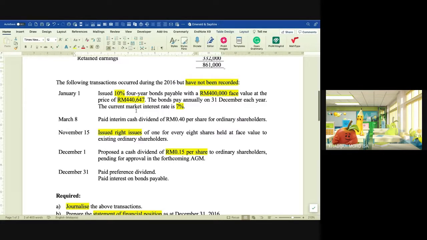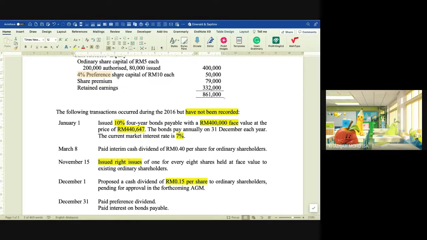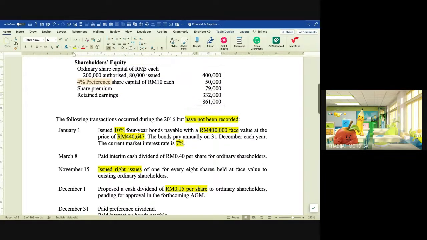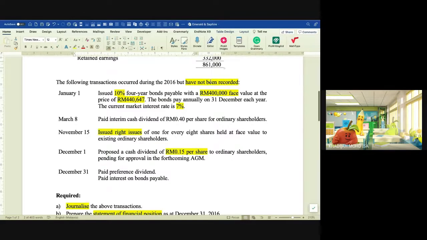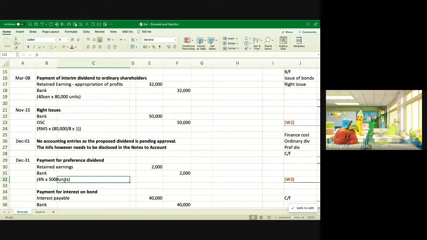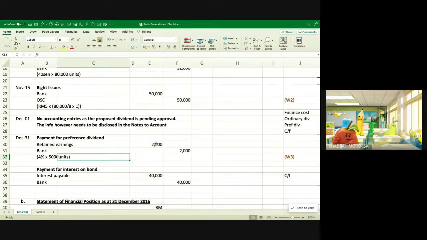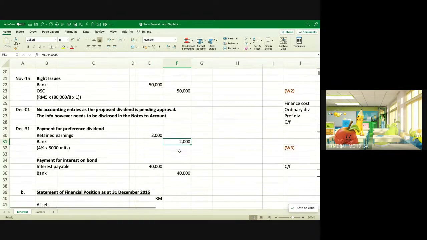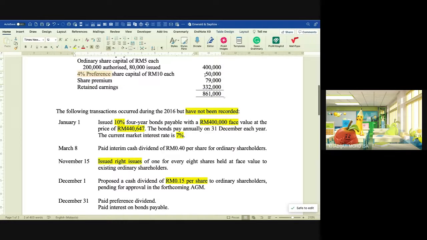So let's look at paid preference dividend first. Preference dividends, you have 50,000 times 4%. 50,000 times 4%, that is 2,000 paid out from the retained earnings, credit your bank. So this is the payment for preference dividend. So how you compute, you have a preference share amount of 50,000 here, so 50,000 times 4%. The 4% is the preference shares' rate.